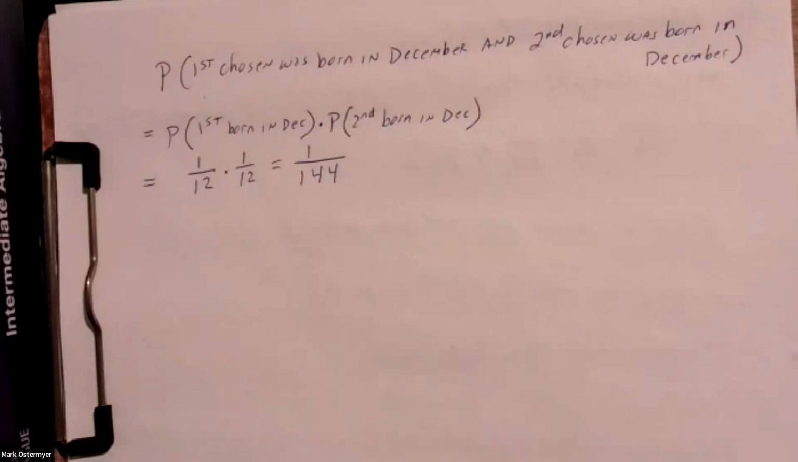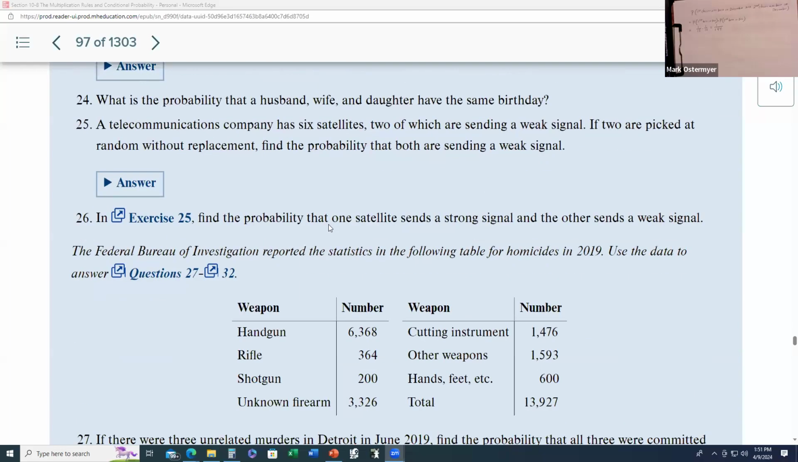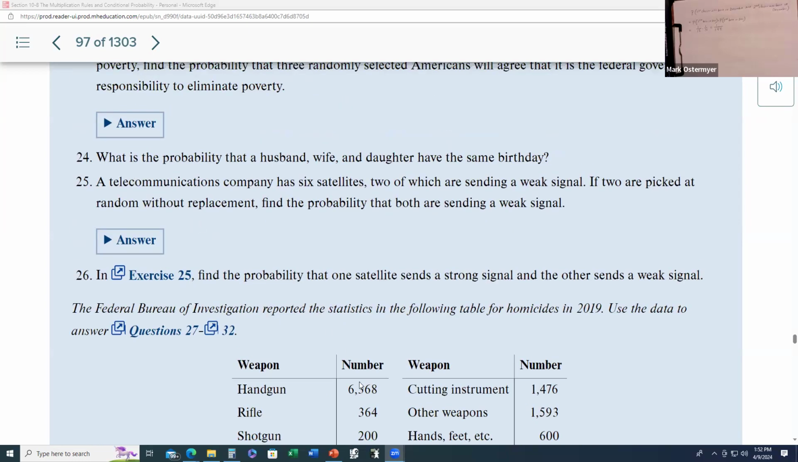Did that problem make any sense now? Okay, armed with that problem, ladies and gentlemen, I want you now to do number 24. Just keep throwing it into the classwork. We got an open tab on our classwork here. What is the probability that a husband, wife, and daughter have the same birthday? I'm not going to say any more about this problem. I'm not going to give you any hints or anything. I want you to think about it, ladies and gentlemen, and see if you can compute this probability. Number 24. Call it a classwork.